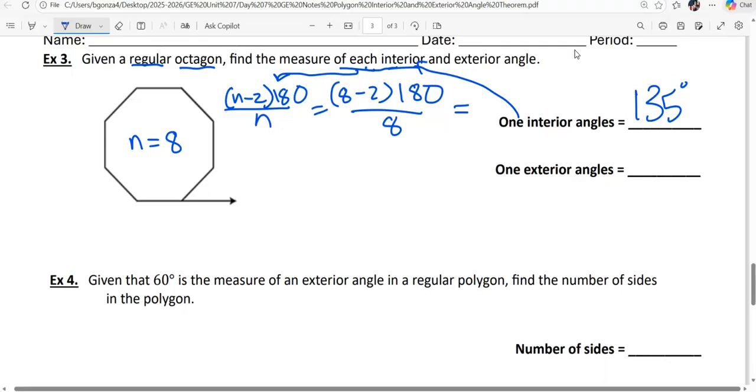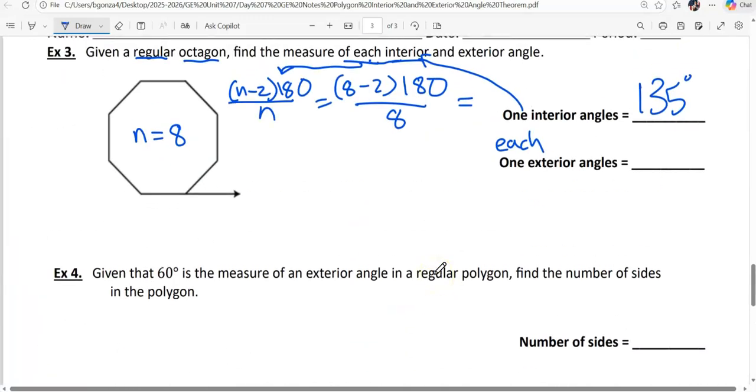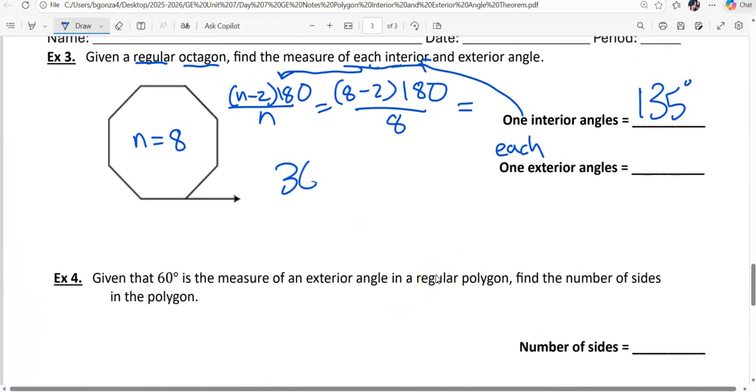Now, one exterior or each exterior, it all means the same thing. That formula, let me just scroll up real quick, is right here. One exterior, or each exterior, is 360 divided by n. So that's all you got to do. 360 divided by 8 gives you 45. Yes, 45 degrees.